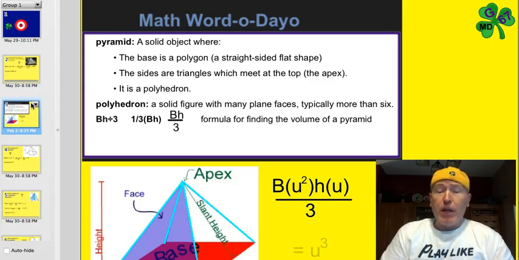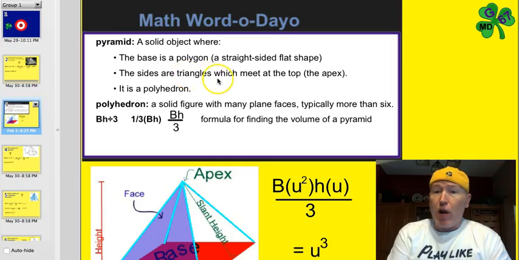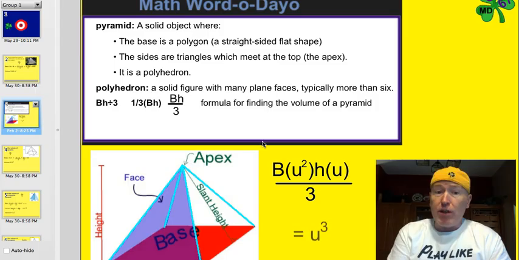Let's get rolling. Some words to talk about here. First of all, pyramid. That's a solid object whose base is a polygon, a straight-sided, flat, closed shape. The sides are triangles, which means they meet at the top. It doesn't matter what the base is. It could have a hexagonal base, but still, the sides are triangles that meet at the top, which is the apex. It's a polyhedron, and a polyhedron is a solid figure with many planes and faces.